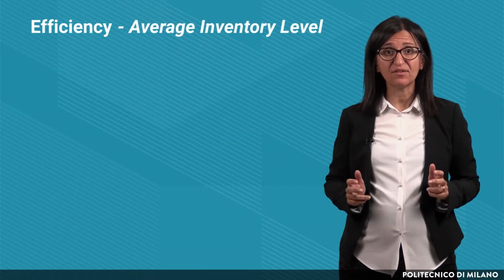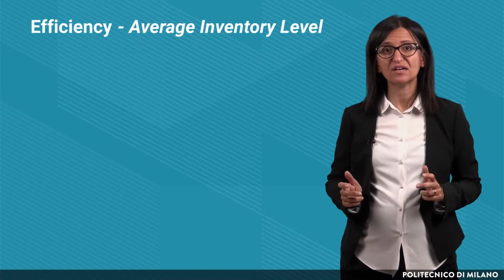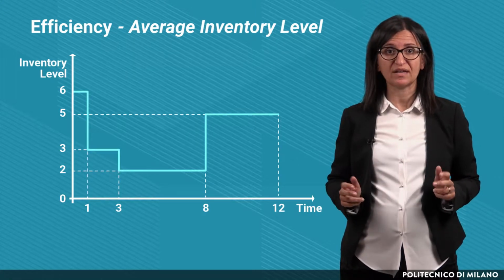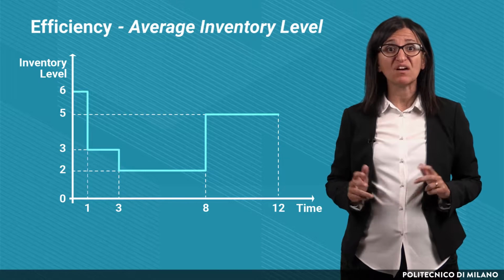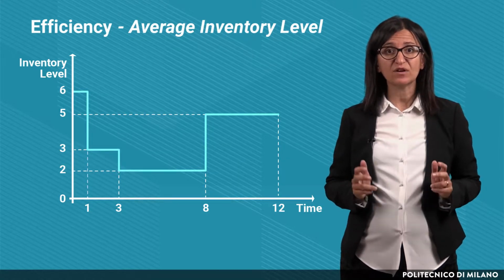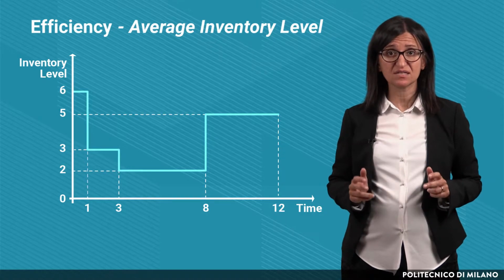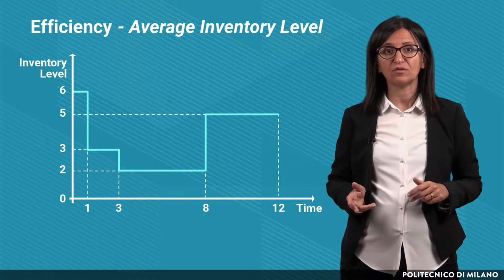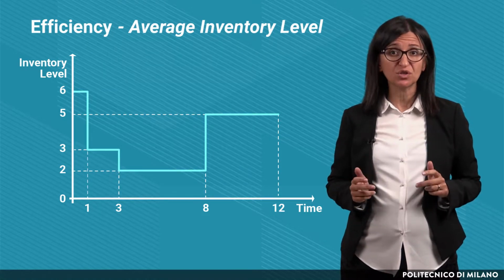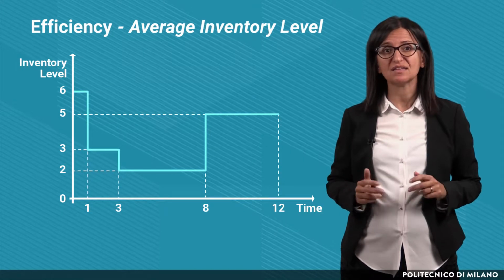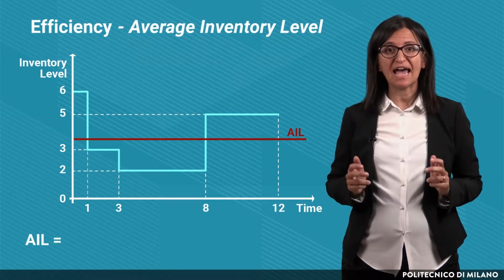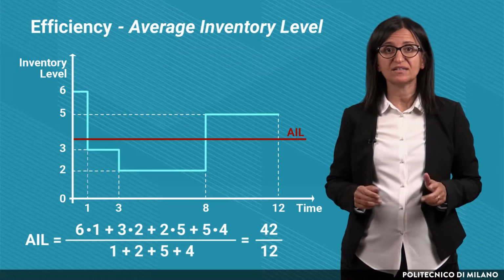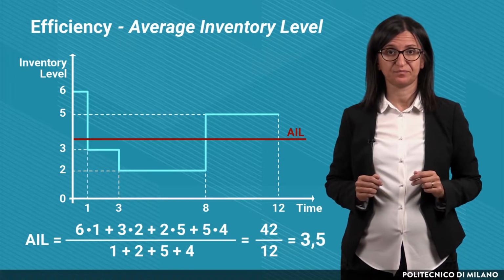The average inventory level measures the absolute value of the inventories in physical units. Let's consider, for example, the graph shown in the picture. We consider a time horizon of 12 weeks. In the first week, the inventory level is equal to 6 units, in the second and third week is equal to 3 units, then from the fourth to the 8th week is equal to 2 units, and in the last 4 weeks is equal to 5 units. The average inventory level is therefore the weighted average of these values, and so it is equal to 3.5 units.